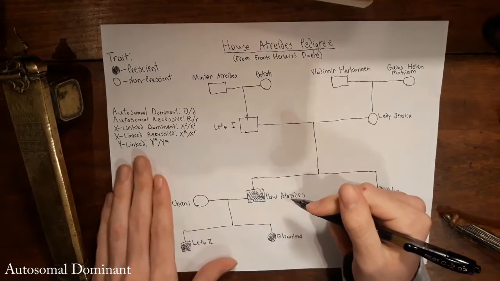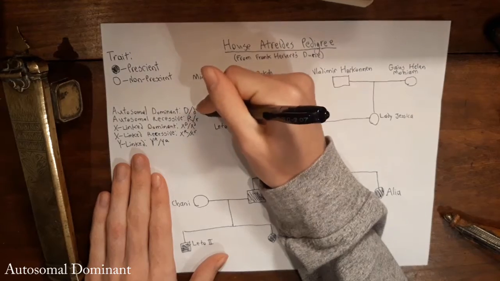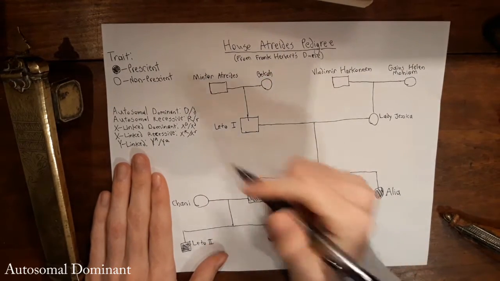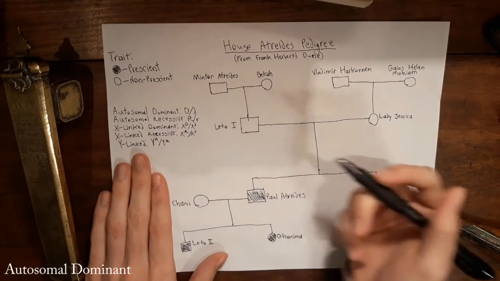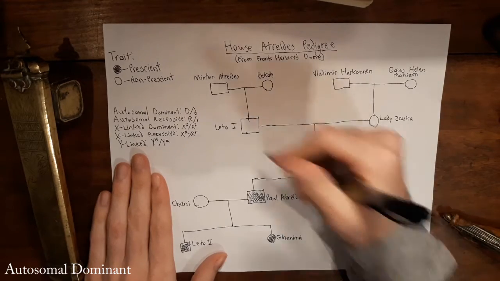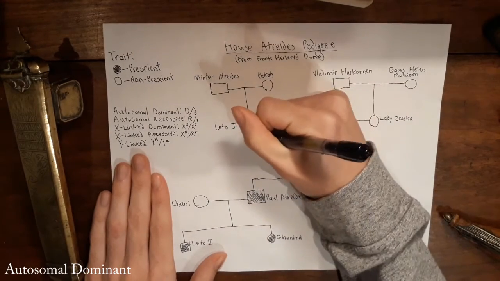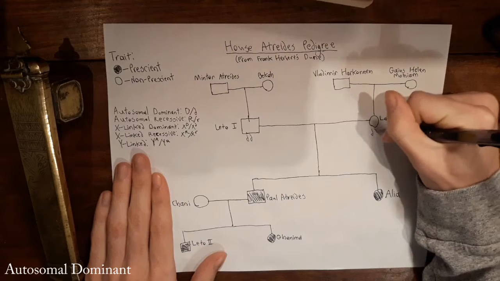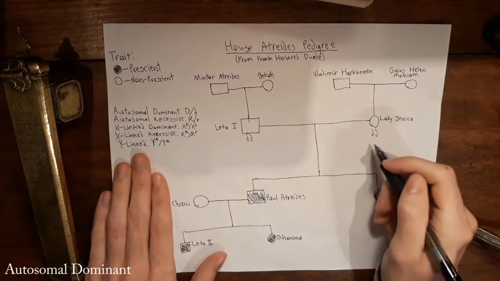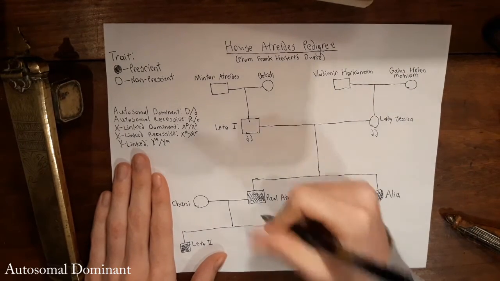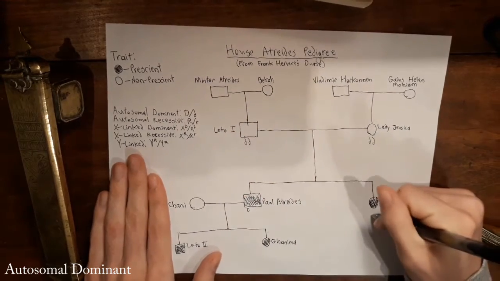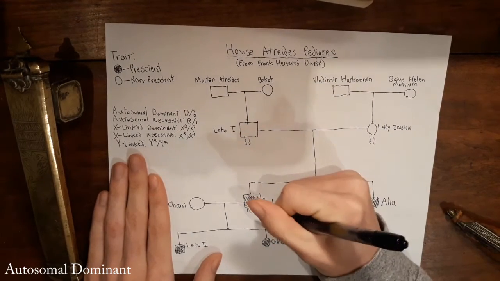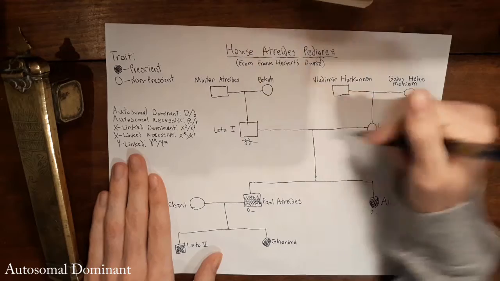In autosomal dominant, each parent has two versions of the allele, and an individual must have at least one copy of the dominant allele to show the phenotype. Here, Leto I and Lady Jessica would have to be homozygous recessive, since they are non-prescient. This means neither of them could pass on a dominant allele like we would have to see in Paul and Alia for them to be prescient. Therefore, autosomal dominant is inconsistent with this pedigree.